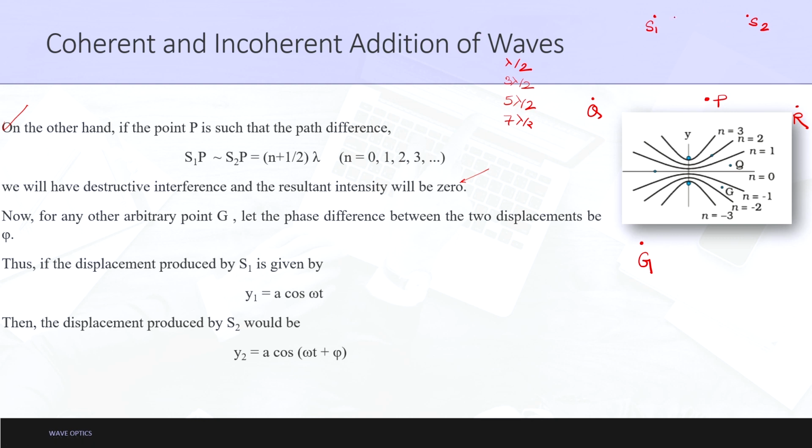So, let me conclude everything here. This was the main first concept where S1P was equal to S2P, then Q defines the constructive interference point, R defines the destructive interference point, and now this G defines the point having an arbitrary phase which is different for the two sources. From this point I will explain in the next slide. So, for now let me conclude here, and thank you.